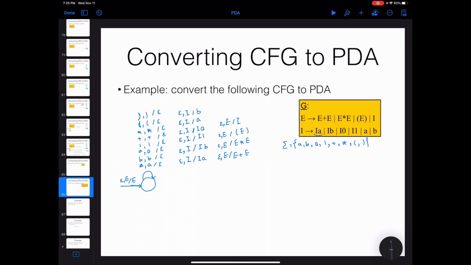You can try, for example, to generate a string using this grammar, something as simple as A plus B. This is the leftmost derivation, right, to generate A plus B. Just try to see how this pushdown automata is going to accept the string A plus B. It actually helps you to digest it better.